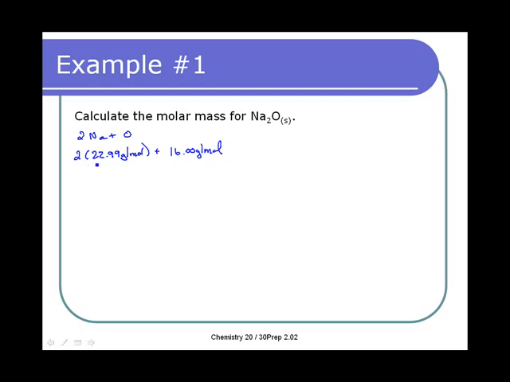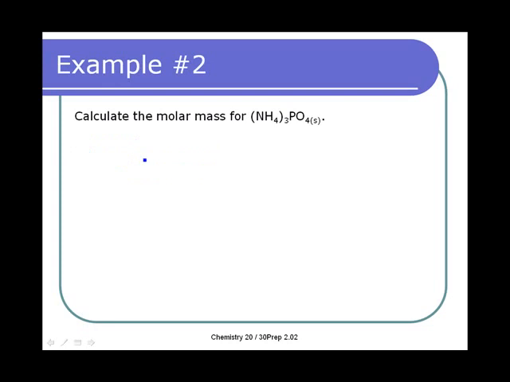And then we run it through our calculator. 2 times 22.99 plus 16, and we end up with a molar mass of 61.98 grams per mole. And that's it for a molar mass calculation. That's all you're doing. You're grabbing some numbers off the table, multiplying them by coefficients, and adding them together.